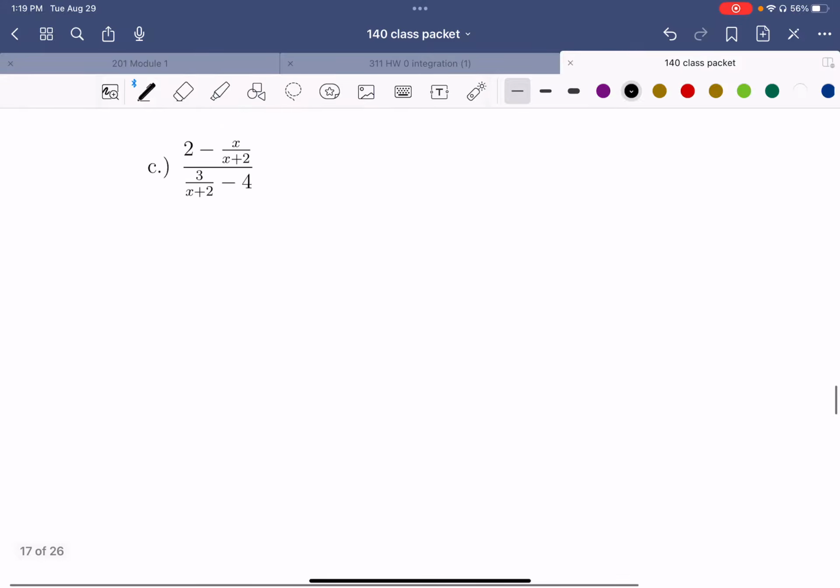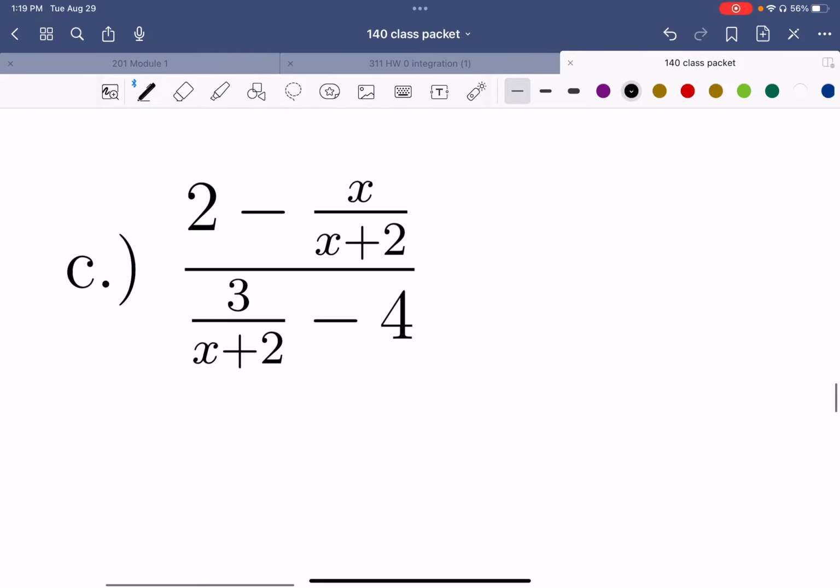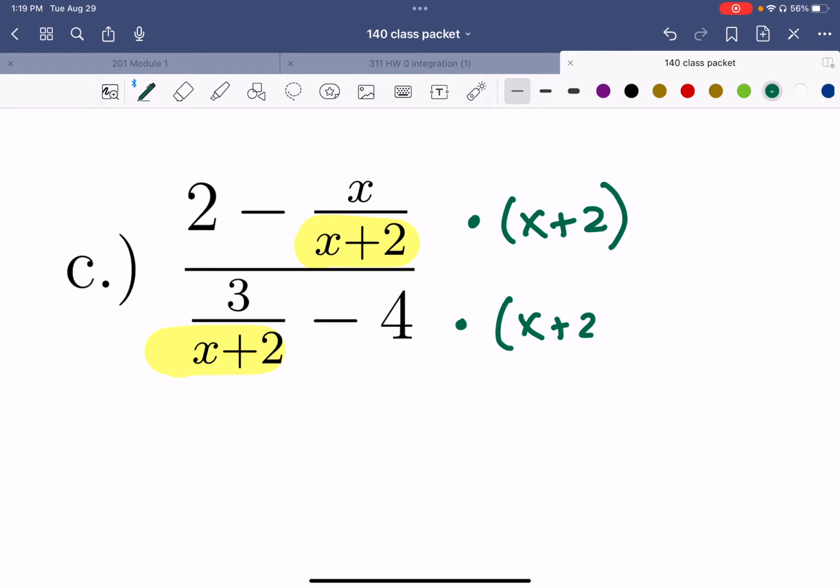All right, on to fractions and fractions. Okay, now my objective here is to clear out my smaller fractions. So that means I want to get rid of this denominator and this denominator. Luckily for me, they're both the same. So I can multiply the top and bottom of my big fraction by x plus 2. And if I do that, I will clear those smaller fractions out.